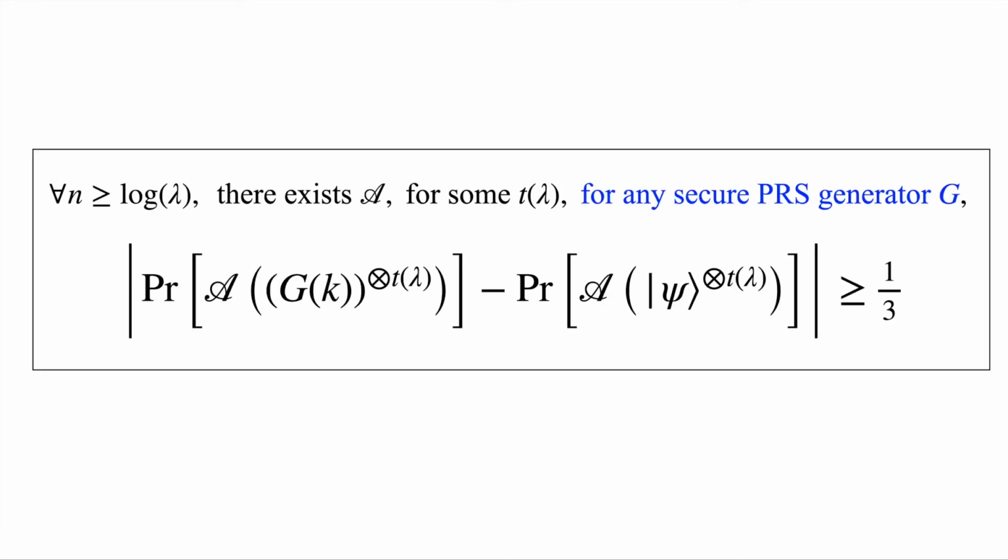Okay, so here is our formal theorem statement. We show that as long as the output length is larger than logarithmic in the security parameter, then there exists some adversary, which can be computationally unbounded, such that for some t, the computationally unbounded adversary A can distinguish whether it is given t copies of a PRS state versus t copies of a Haar-random state. This holds for any secure PRS generator G. Moreover, the distinguishing probability is at least 1/3.